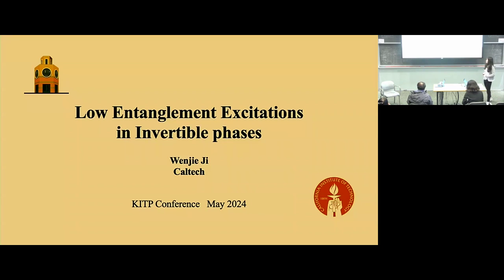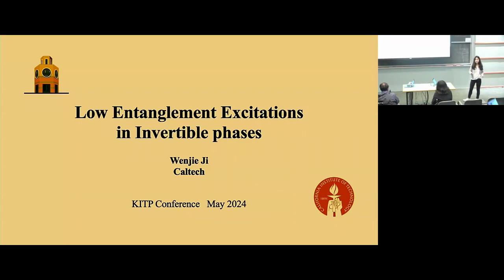Invertible phases are just some invertible topological phases where the bulk is kind of trivial, but they always have some non-trivial boundaries. And the important feature is that you can always find an inverse of this phase, such that if you stack the two together, you get a trivial phase. And there are so many examples, like topological insulators, p plus ip superconductors, and SPT phases.